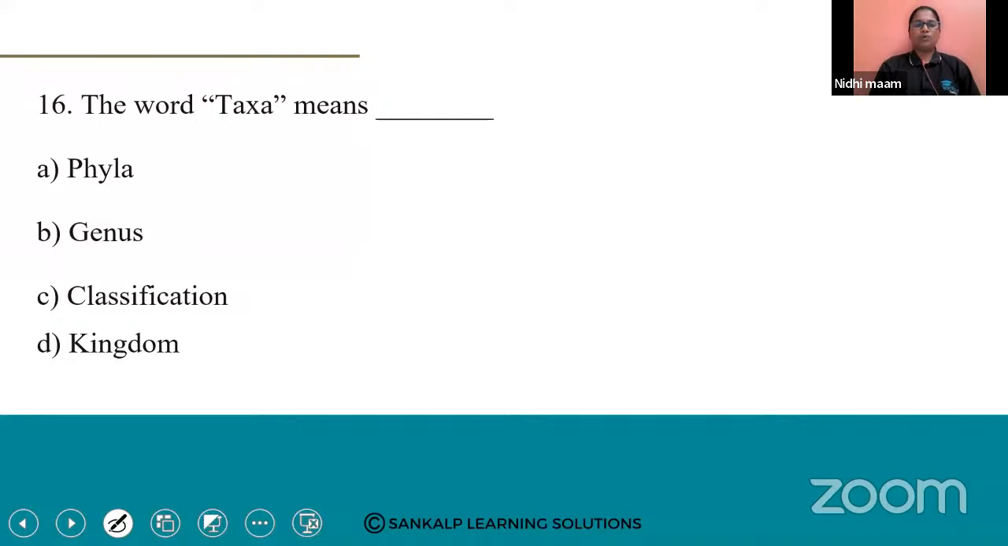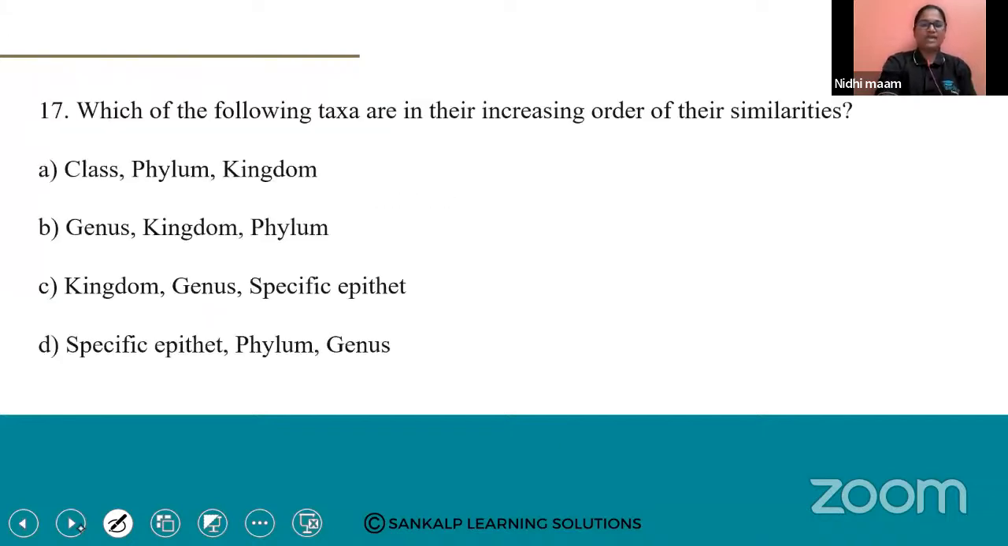Next question. The word taxa means, what do you mean by taxa? Phyla, genus, classification, kingdom. What is the meaning of taxa? Asma Banu, Vaividhya answered it. Okay. The right answer is option C, that is classification. For classification, we call it taxa.